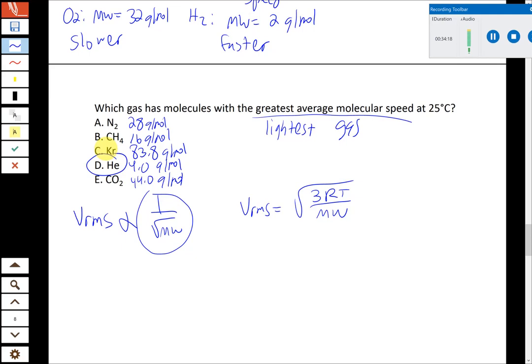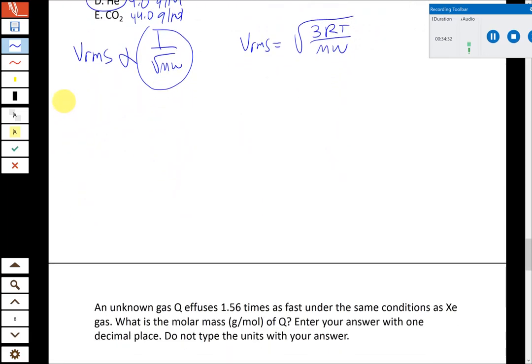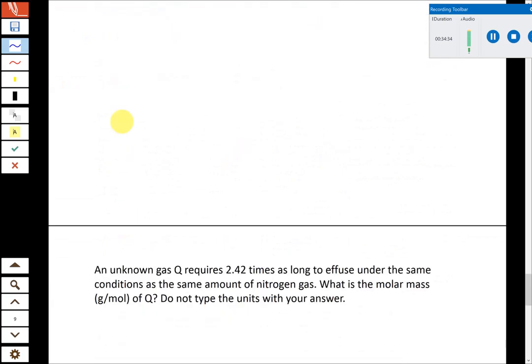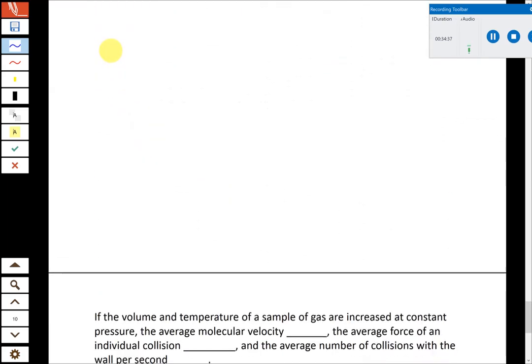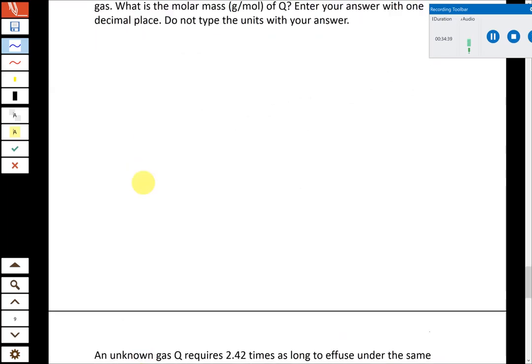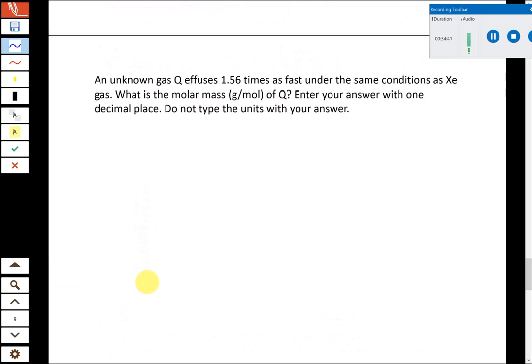Okay. So those are really the two key concepts for kinetic molecular theory. Dealing with average kinetic energy, which only depends on temperature, and then if you're talking about molecular speed at a given temperature, then it depends on molar mass. All right. And the next two problems, there's one more after that, sorry, getting ahead of myself, deal with one application of that equation.